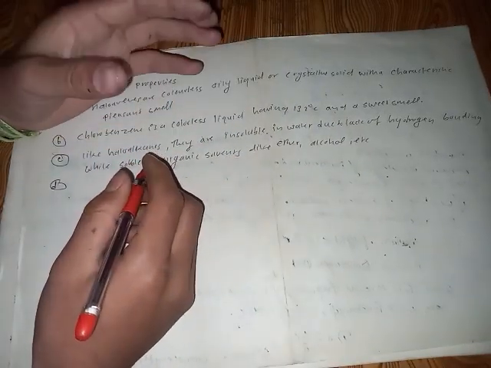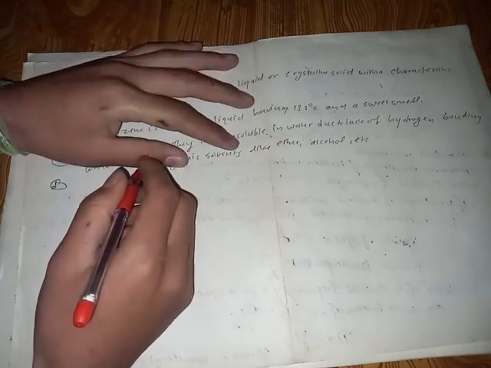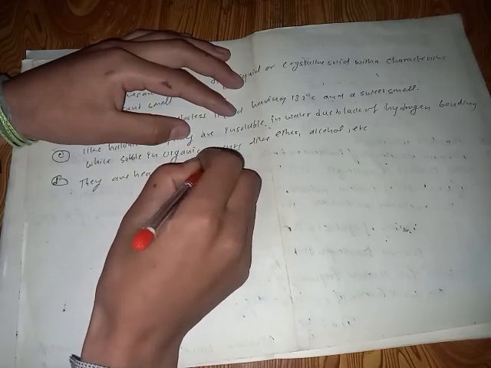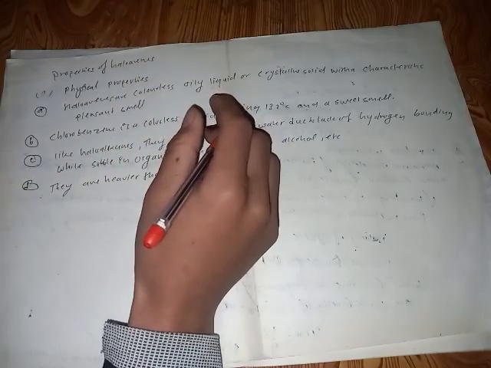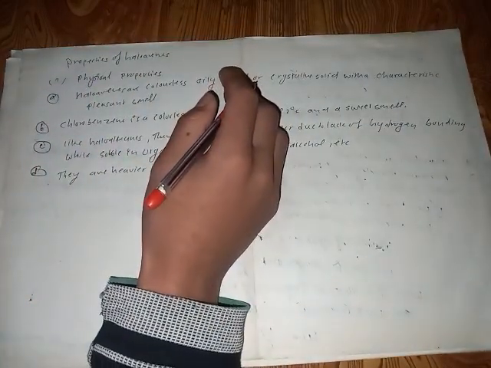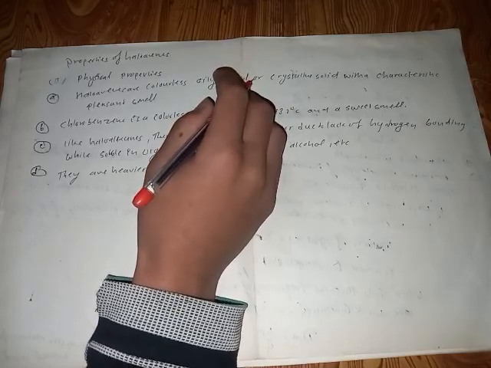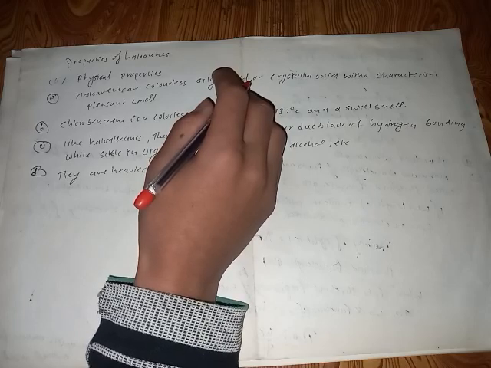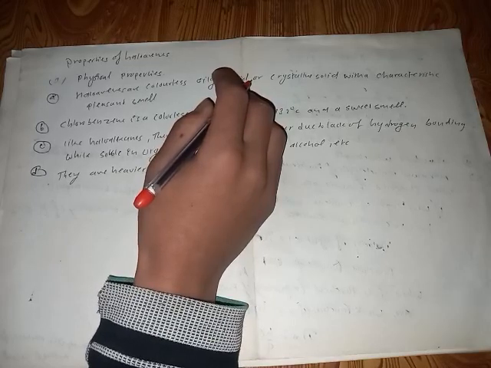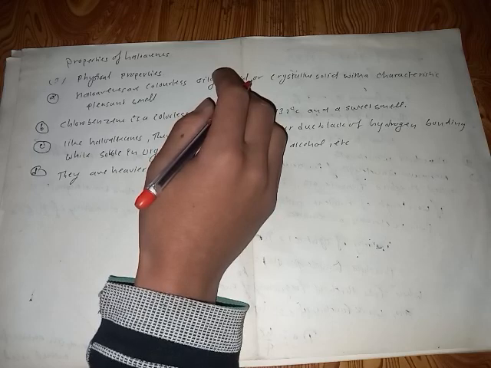Point D: they are heavier than water. The density increases with the increase in the atomic mass of the halogen. So the greatest density is for iodoarene, then bromoarene, and then chloroarene, which has less density than both.